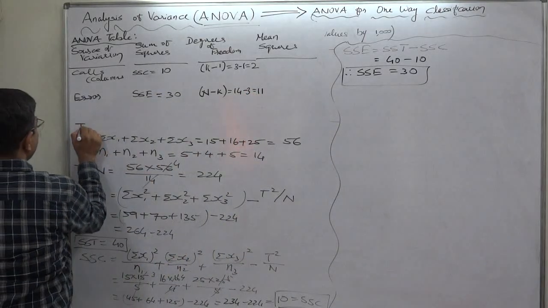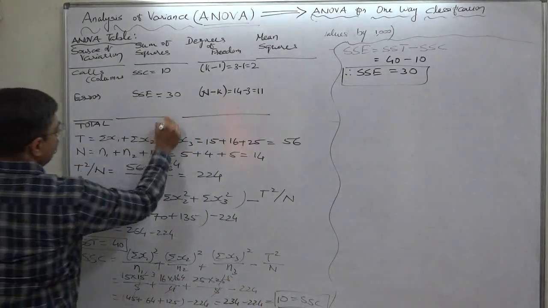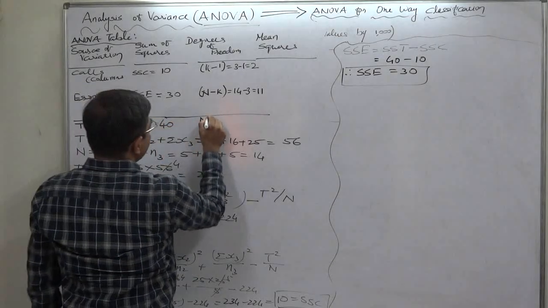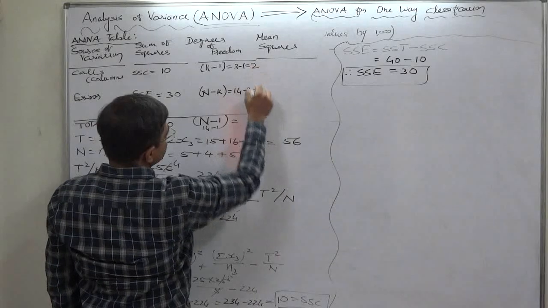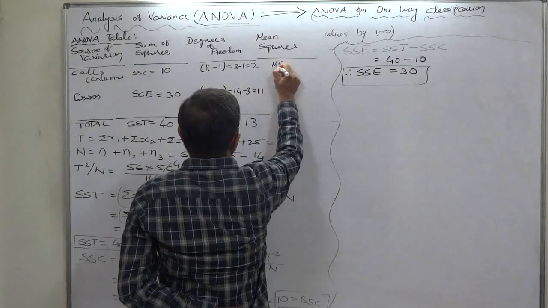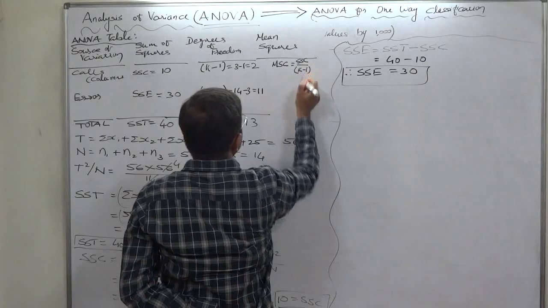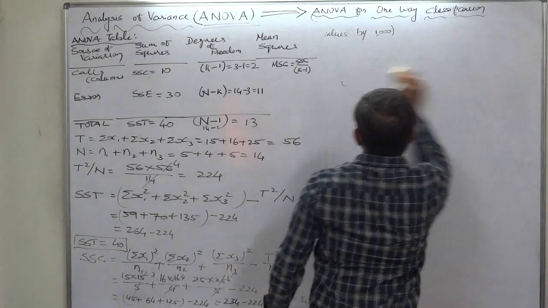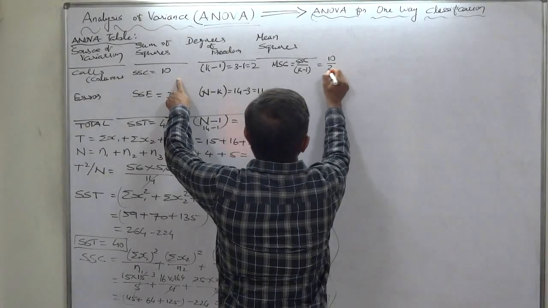And total. Total will be equivalent to SST, 40. This will be equivalent to n minus 1, that is 14 minus 1 equals 13, and it is tallied, 13. Okay. Now first will be MSC. That is SSC divided by k minus 1, and that is 10 divided by 2 equals 5.